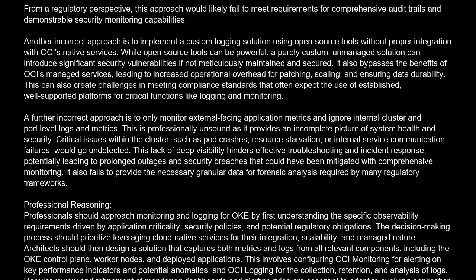This can also create challenges in meeting compliance standards that often expect the use of established, well-supported platforms for critical functions like logging and monitoring.